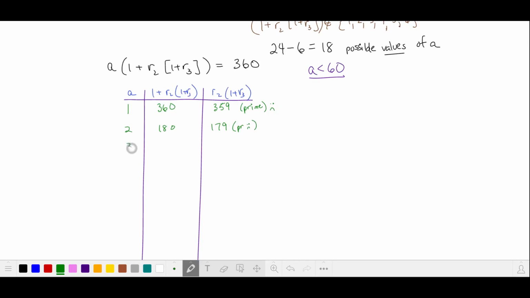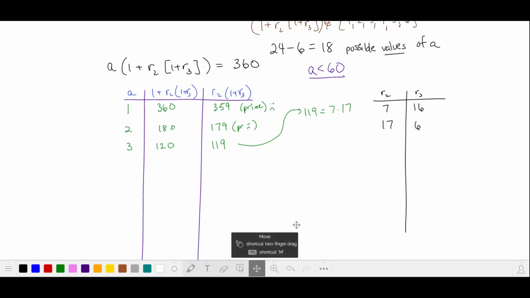Let's try A equals 3. This gives us 119, which is actually not prime. It is 7 times 17. So R2 can be either 7 or 17. If R2 is 7, then 1 plus R3 is 17, making R3 16. Likewise, if R2 is 17, R3 is 6.